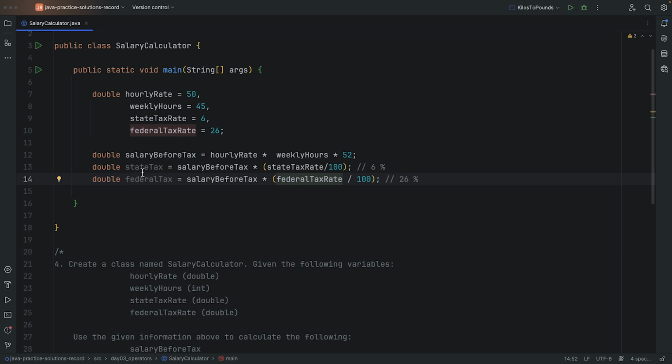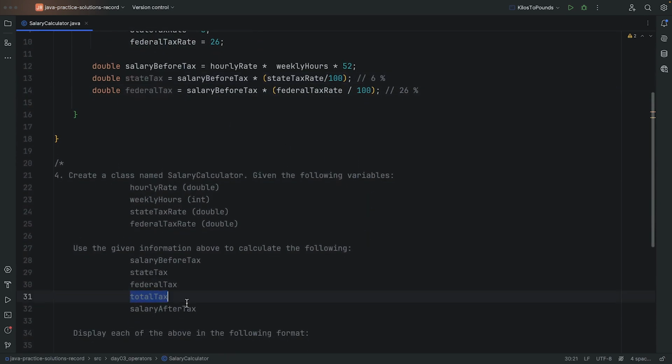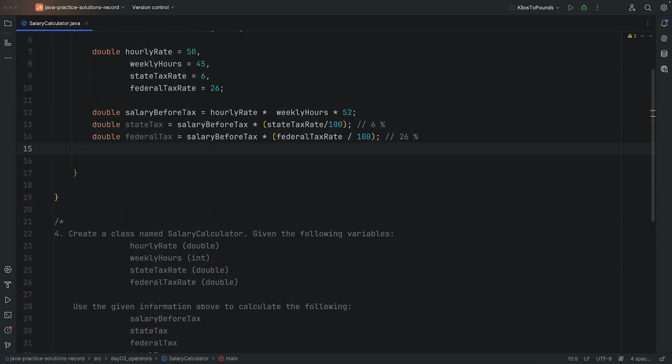All right, so now that I have my tax rates for both, next up I wanted to know the total tax as well. So basically combining how much total amount of money was taken away from me from taxes. So that'll just be state tax plus federal tax. That's all we should need to do for that. We already calculated the tax amounts, so I'm just going to add both of those values.